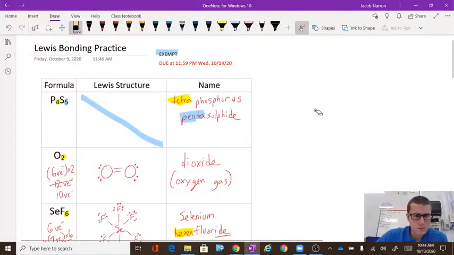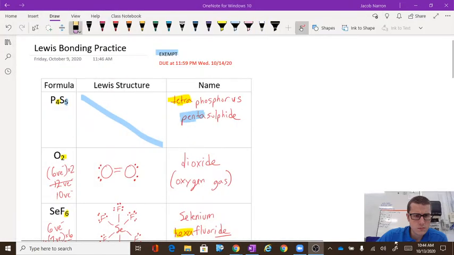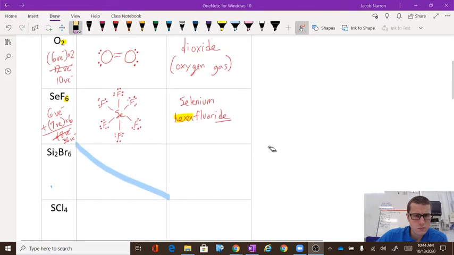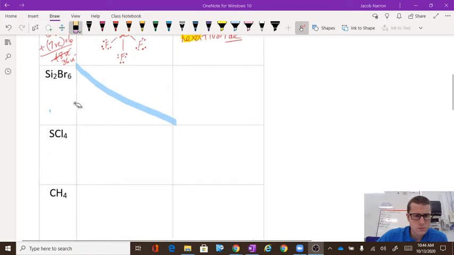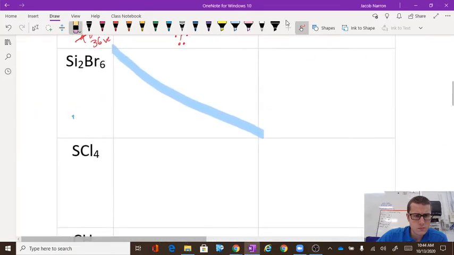All right, so here we go. These are the problems that we started yesterday in class, so they should look familiar to you. Let's take a look at this one right here. I don't think I've gone over it yet. So we got Si2Br6. I'm not making you do the structure for this one. I just want you to be able to name it.